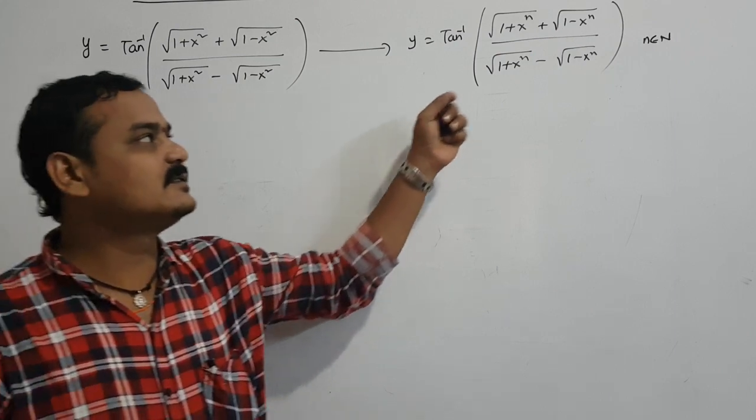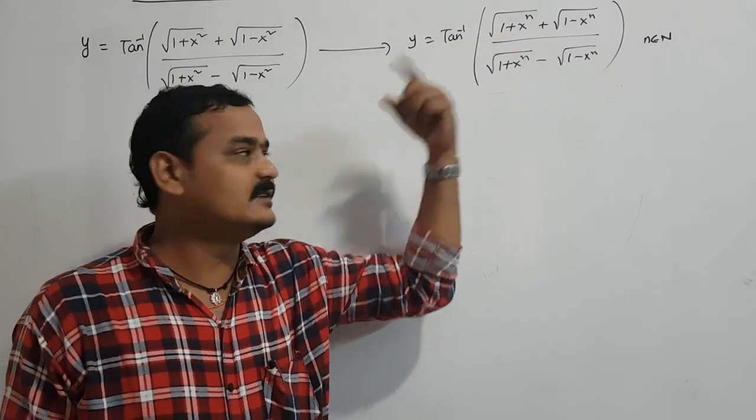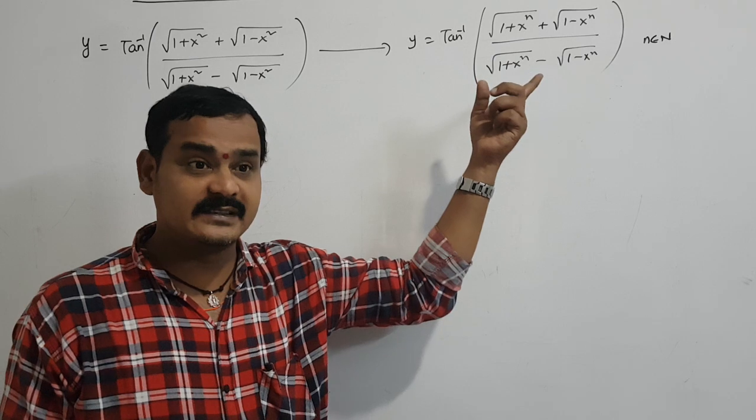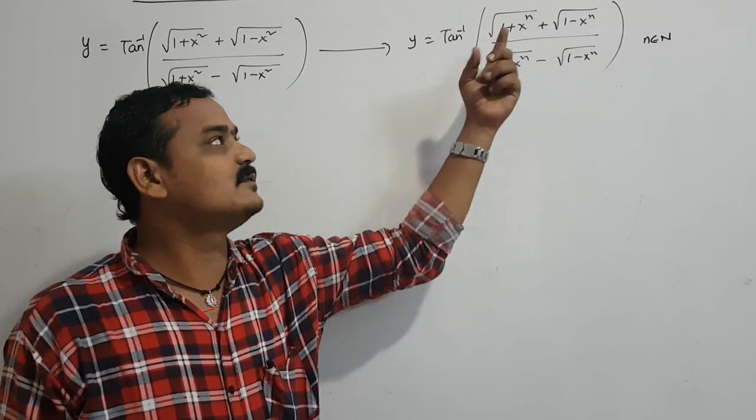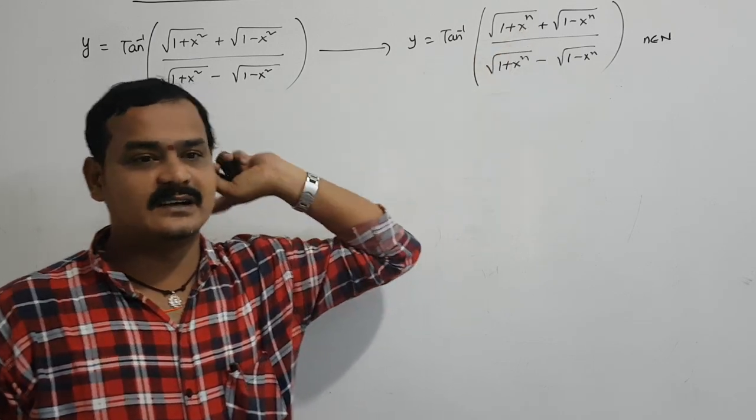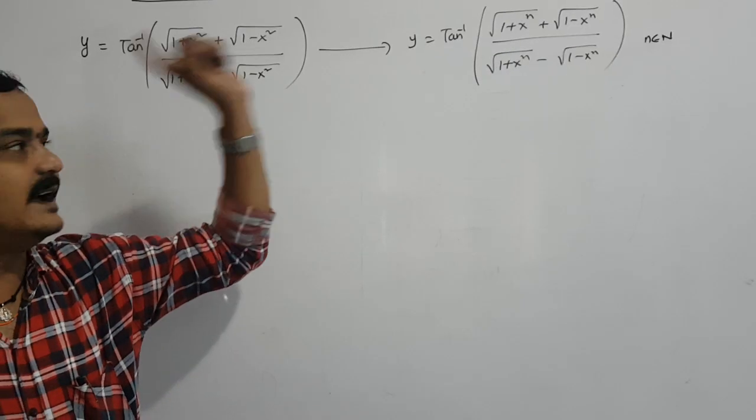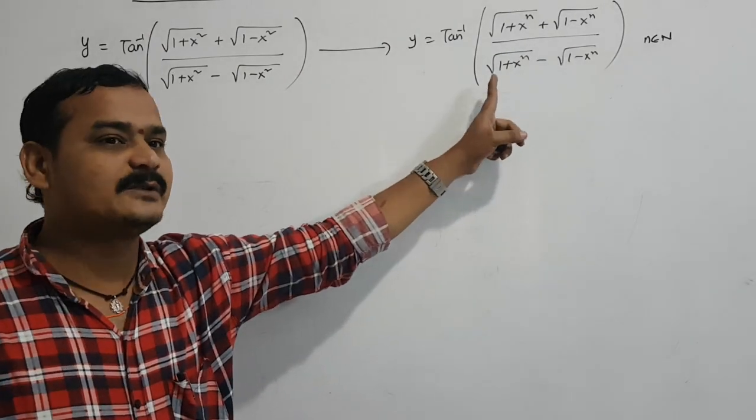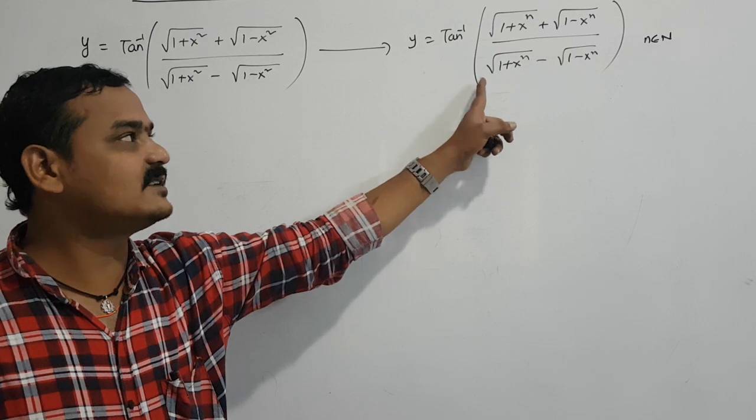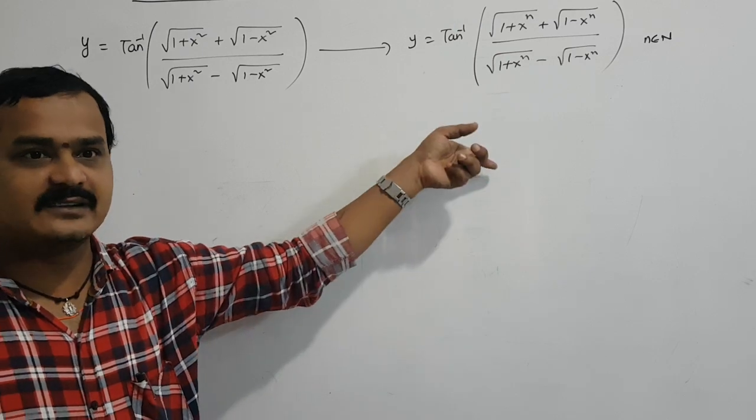Then one problem. If you are given 1, one question will be coming. If 2, one question. If 3, one question. Up to whatever values of n you are given, the answer will be coming like that. And this is also one of the questions for competitive examinations. This answer you can write directly. Directly you will be getting the answer.